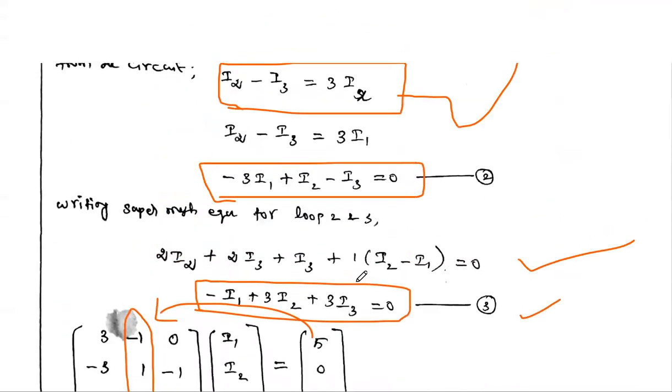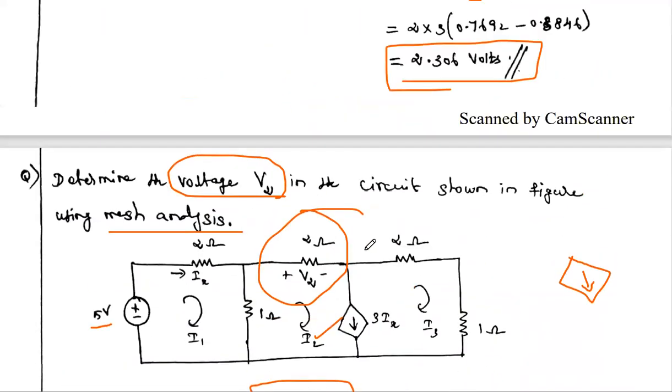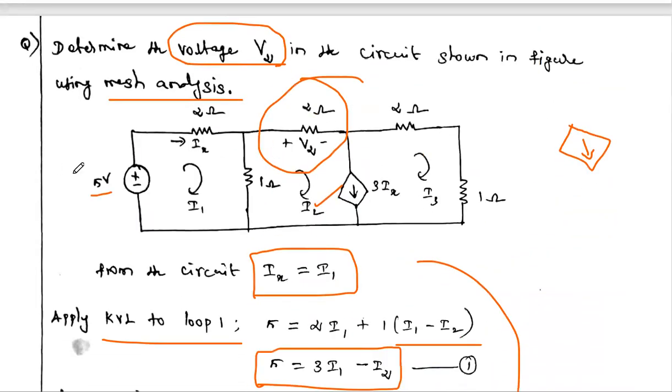Okay. So this is another question. Using mesh analysis, if the circuit consists of one dependent current source, how do we solve it? So based on super mesh and a dependent current source, we solved one problem.